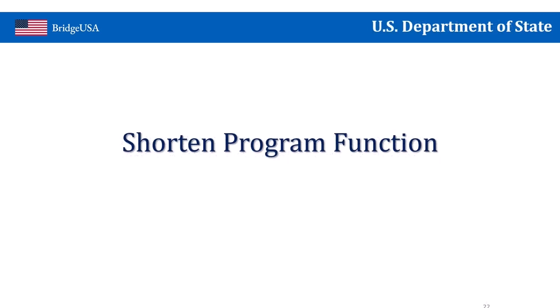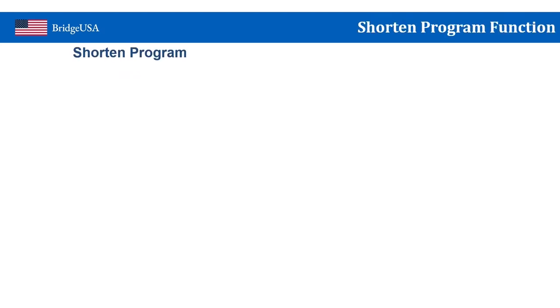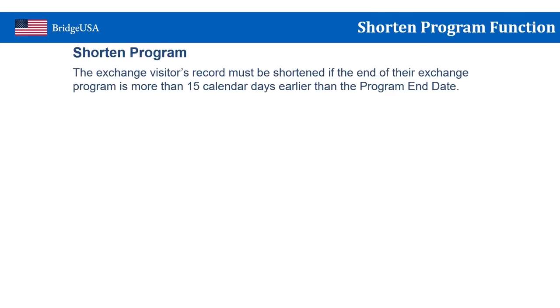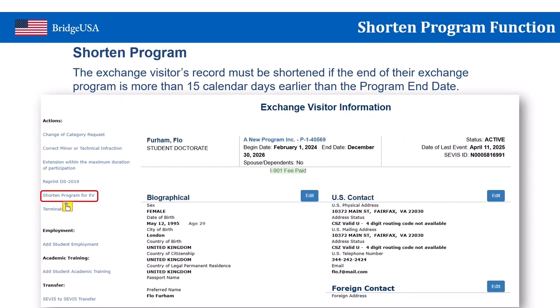Now we will discuss the Shorten program function. If an exchange visitor will complete their program earlier than originally planned, but otherwise fulfills all program expectations, the Shorten program function may be used. This function should be used in cases when the exchange visitor will finish their program more than 15 days earlier than the current program end date. The Shorten program link will be available on the Exchange Visitor Information page for exchange visitors who are in active status.